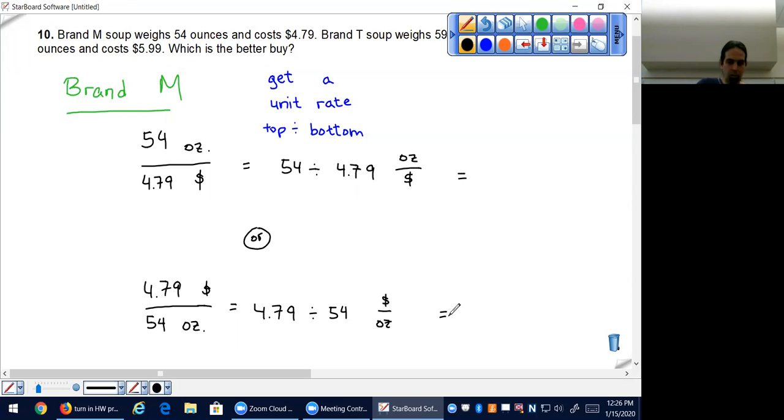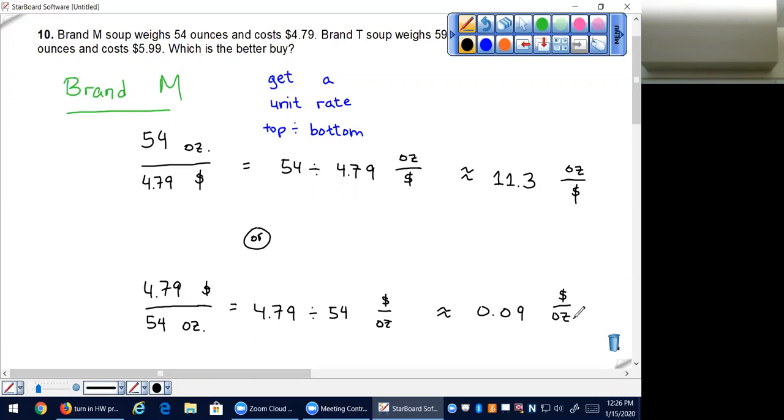Okay, what is that now? 54 divided by 479. I'm going to round. Okay, is everyone happy with one over the other?